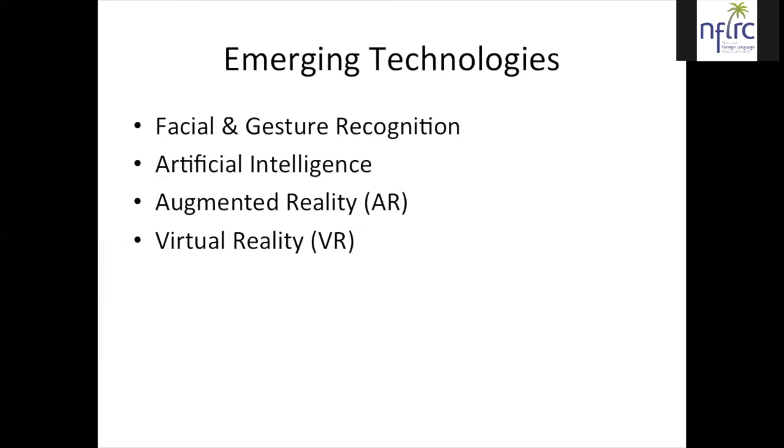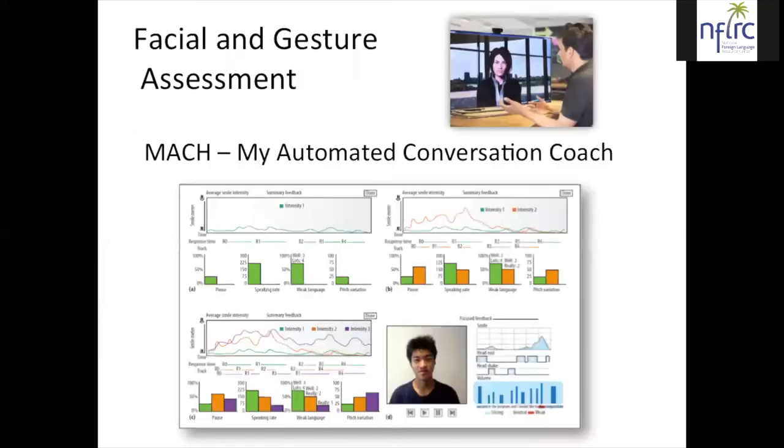Facial and gesture recognition is not something that we always assess. However, it can be beneficial in communication. There was a program developed by a PhD student at MIT called MACH, My Automated Conversation Coach. And this uses web cameras and recording devices to simulate an interview. And the student can complete this a number of times. And each time they complete the interview, it gives personalized feedback on not only their pausing, speech rate, type of language, but also their hand gestures, facial gestures. Are they smiling? Are they looking at the camera?